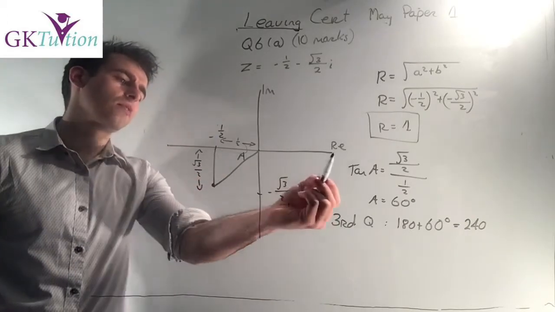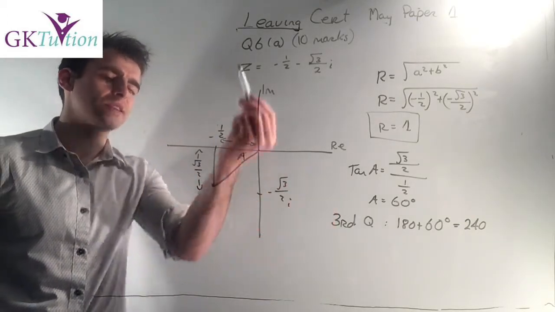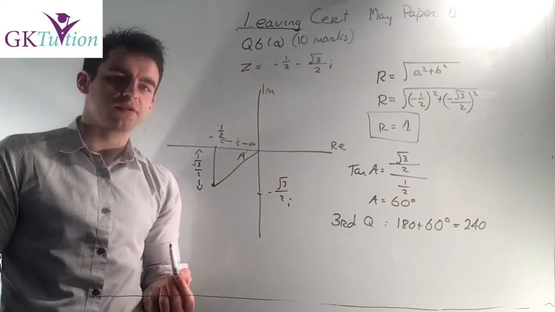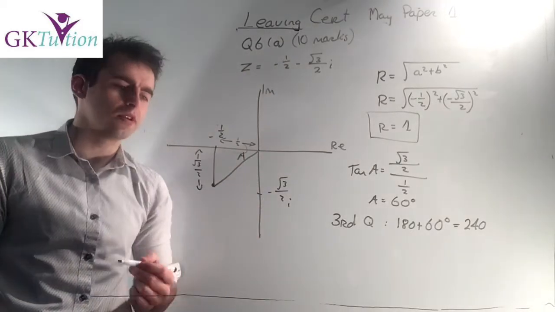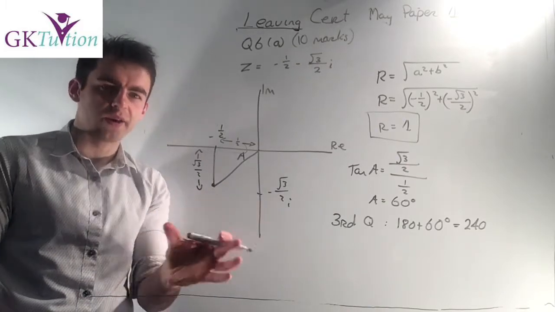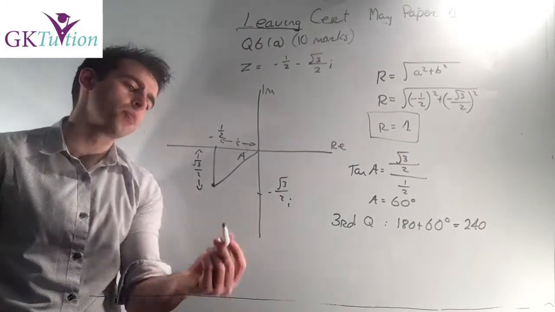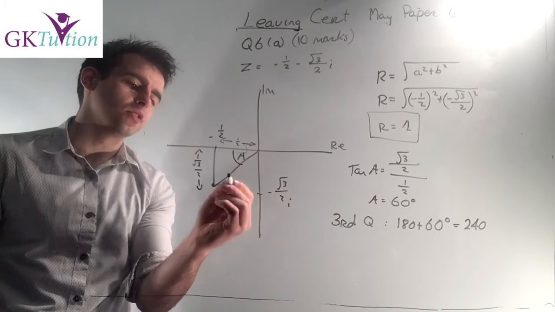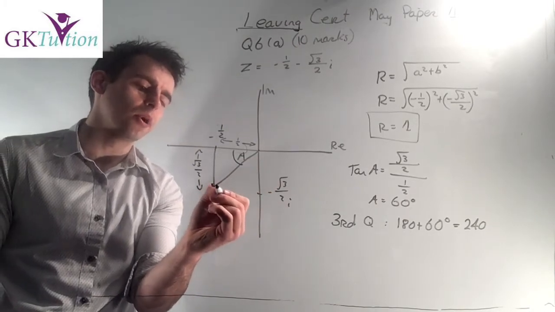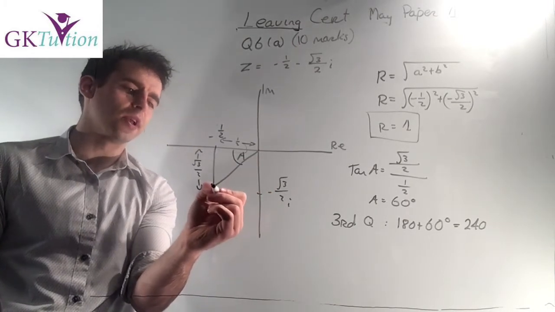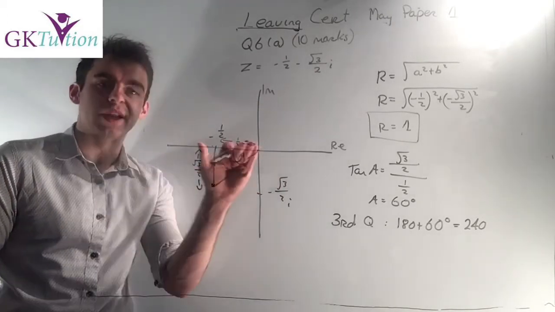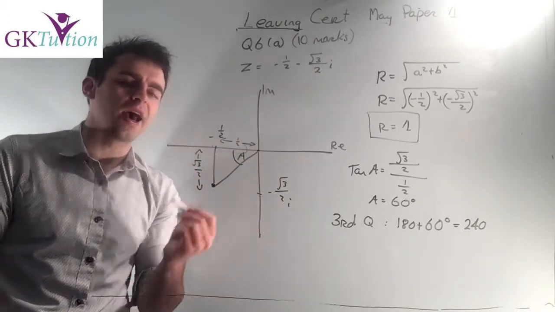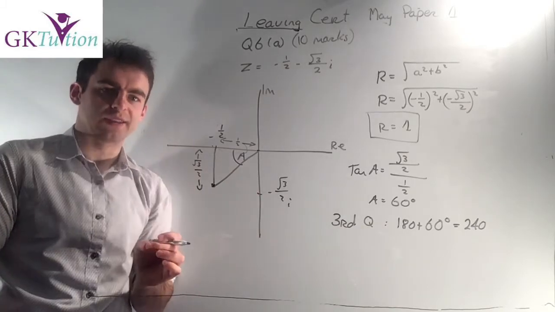So you'll notice here I've labelled my horizontal line as the real axis, my vertical line is the imaginary axis. This is roughly minus a half, that's roughly minus root 3 over 2. Doesn't really matter where you draw it, it doesn't have to be to scale. And you're looking for the angle, so you form a right angle triangle by joining your complex number to the origin and then directly up to the real axis. You're looking for the angle that it makes with the real axis.